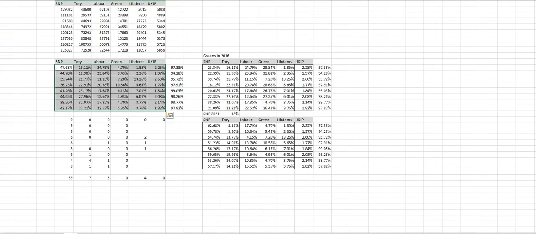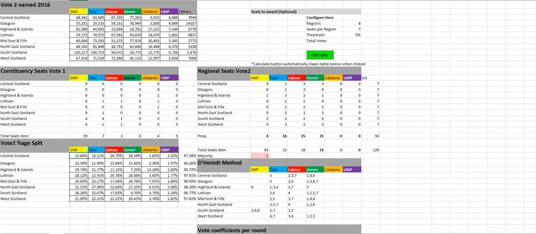Just bear with me, technical glitch. Okay, there we go. We'll do another recalculate, so that's what we were before. Yeah, the Greens were actually at 6. The fact that they've gone up to 21 seats has taken a lot of seats off the Tories and Labour at that point. So that's a good thing about that result as well.